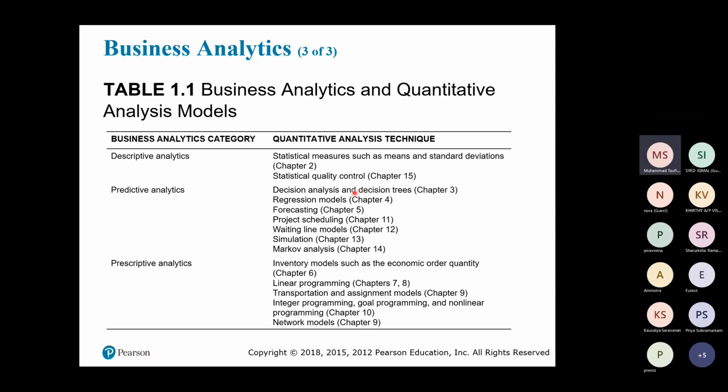So this table shows you what kind of technique you can use in every business analytic category or domain. For descriptive analysis, you can use statistical measures such as mean and standard deviation, and we can also use statistical quality control techniques. Under predictive analysis, we have decision analysis and decision tree, regression model, forecasting, project scheduling, queuing model, simulation, and Markov analysis. So these are the techniques that can be used in predictive analysis.